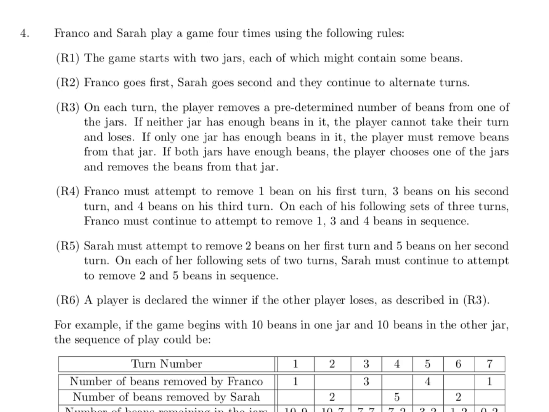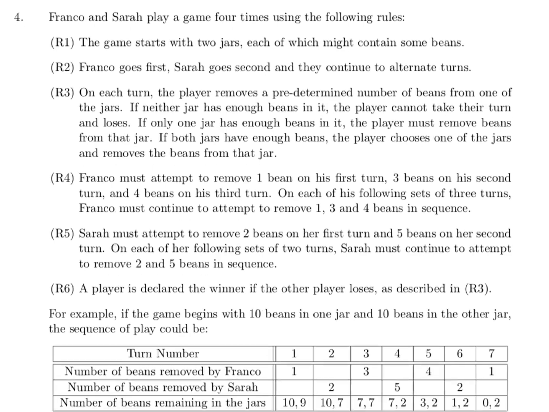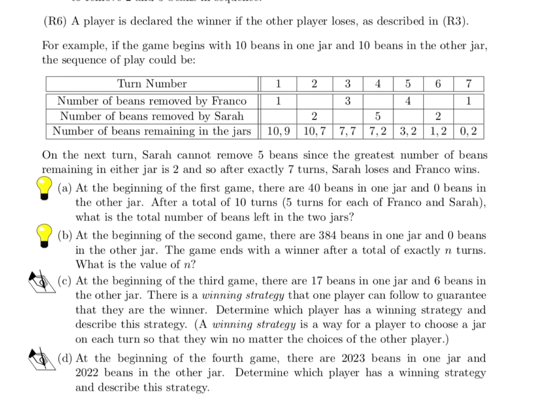Franco and Sarah play a game 4 times using the following rules. And you read all the rules. And then basically they give you an example, and then we start with the question. So I think it's easier for you to understand if I explain it with an example rather than going through the rules. Okay, so at the beginning of the first game, there are 40 beans in one jar and 0 beans in the other jar. After a total of 10 turns, 5 turns for Frank and Sarah each, what is the total number of beans left in the 2 jars?